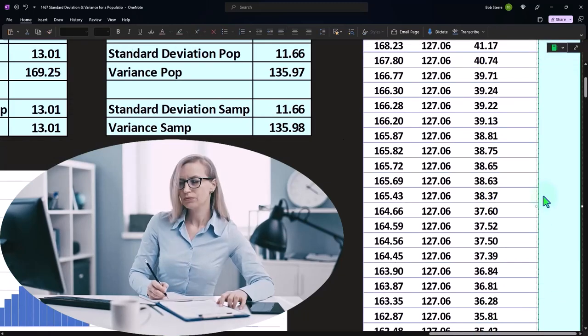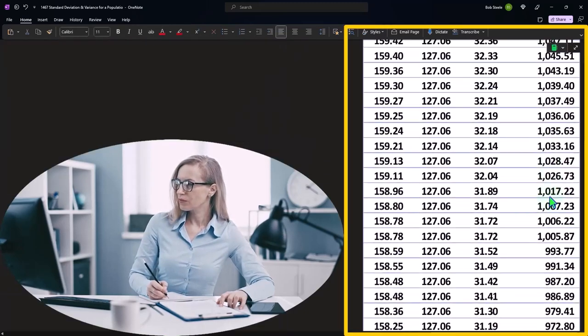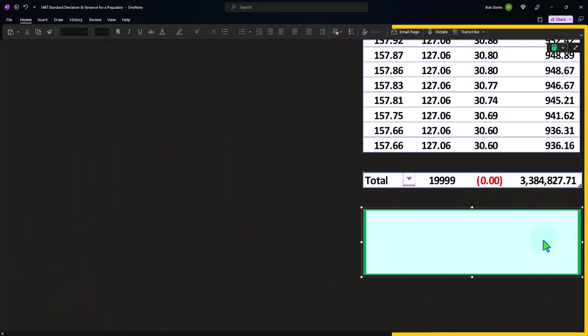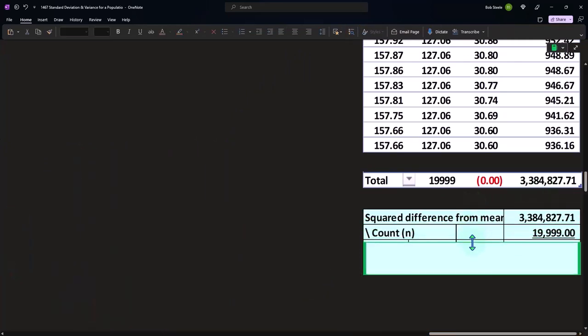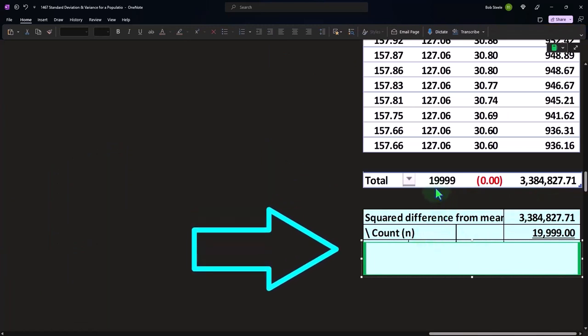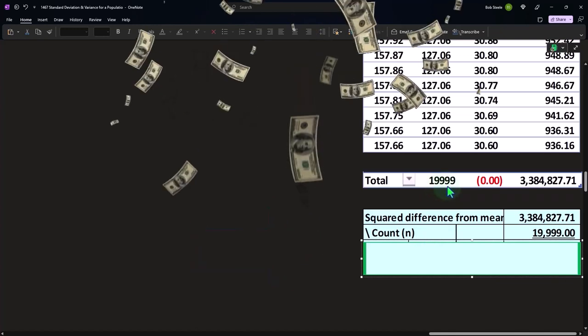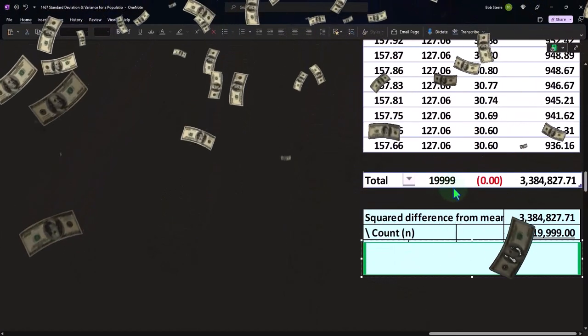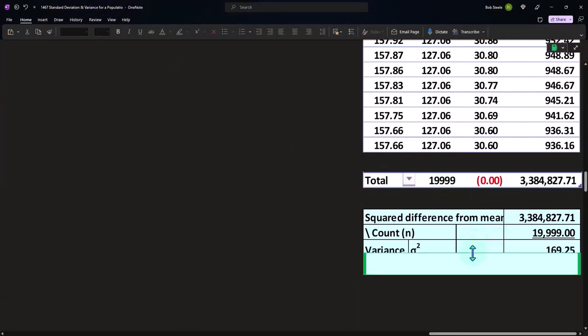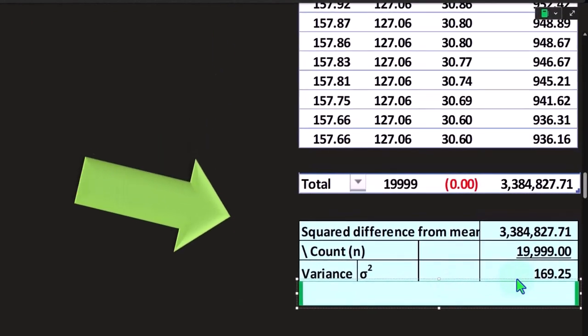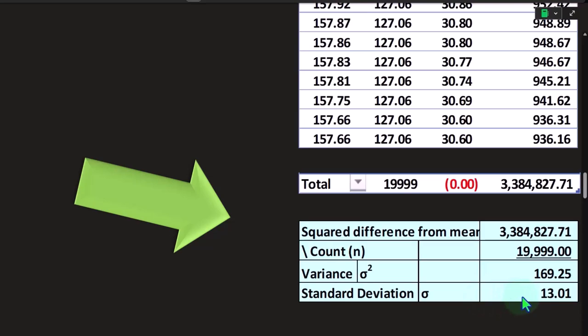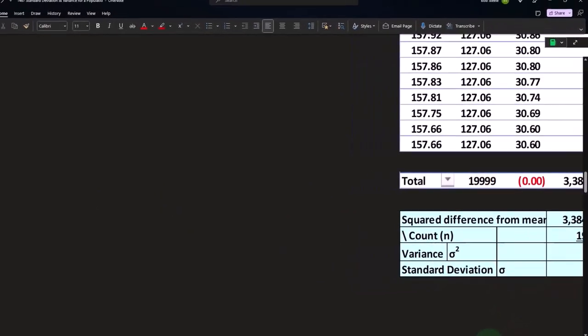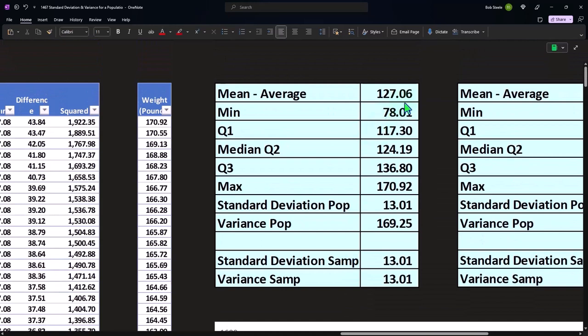And then if I square all of them, this is the squared amount. If I added up all the squared amounts, I would get to this. And then I would take that and divide it by the count, which now I only have 19,999, instead of, I think it was 25,000 data sets before, right? So we removed a significant amount of the data, which is going to be a variance of 169.25, and square root of that would be the 1301. 1301 and 169.25 is what we got here.